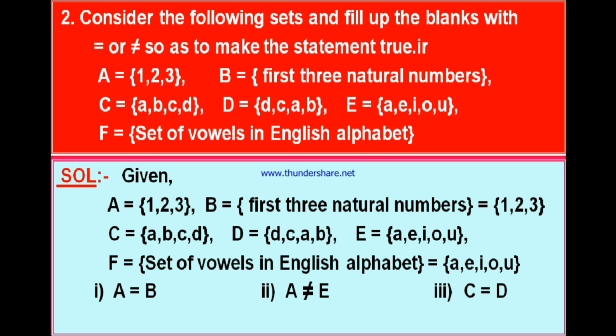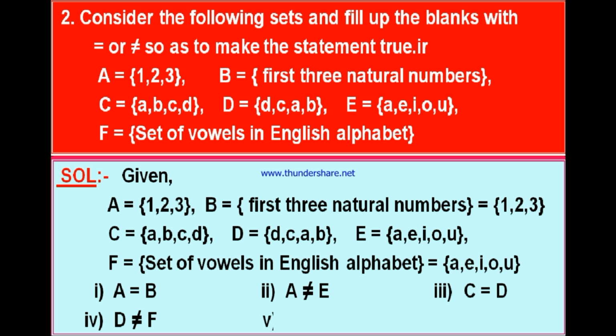Third bit, C and D. Look at C and D. The elements in C are A, B, C, D. The elements of D are also A, B, C, D. The order is different, but the same elements you can find in both C and D. Therefore, they are equal sets. C is equal to D.